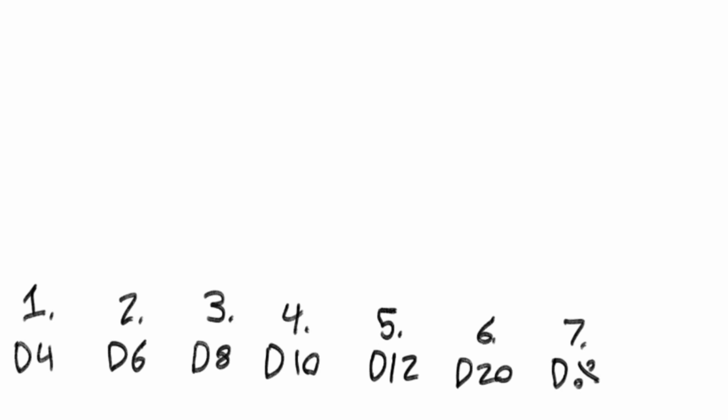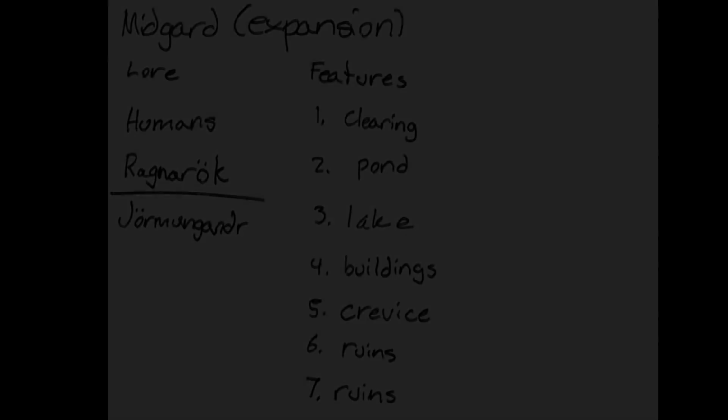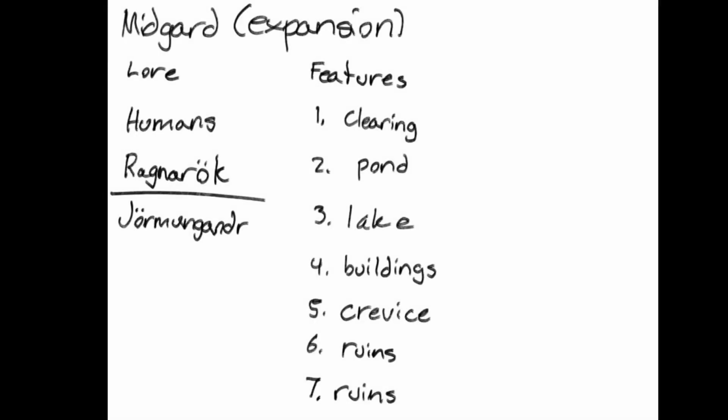D4 is equivalent to 1 on a table. D6 is equivalent to 2 on a table. D8, 3, D10, 4, D12, 5, D20, 6, and percentile dice are 7. We have a handful of different tables, but they each correspond to one of the respective dice.